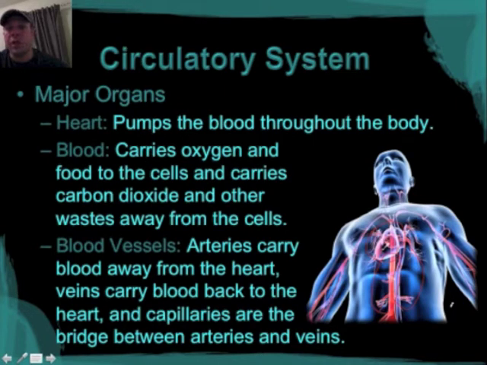It's important to note that the circulatory system circulates. The blood goes in a cycle. It goes in a circular motion around the body. It goes from heart to arteries, to capillaries, to veins, back to the heart. And it's constantly going around the body in that order.